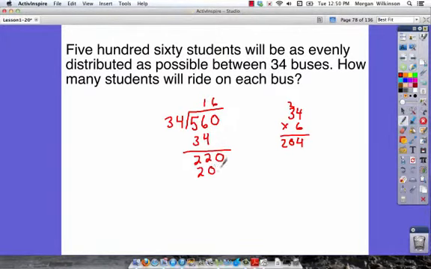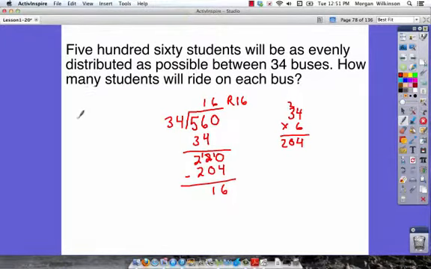We've got 204. We go ahead and we subtract again, and we can borrow from the 2. 10 minus 4, that's going to give us 6. 1 minus 0 is 1. Okay, we've got 16 students left over. So we've got an answer of 16 remainder 16. It says how many students will ride on each bus? Well, we can't have 16 on each bus because that means we have 16 left over. So out of our 34 buses, we're going to have 16 buses with 16 students plus 1 extra student on each of those buses in order to help get everybody on the bus.